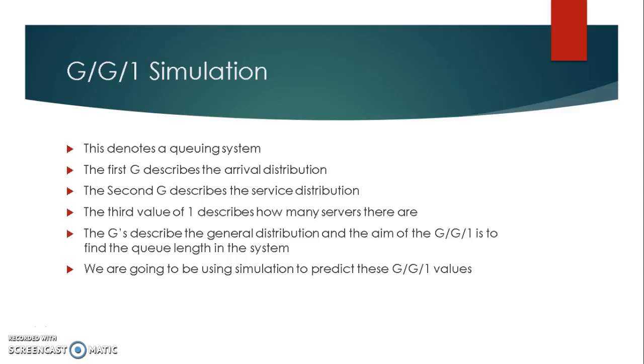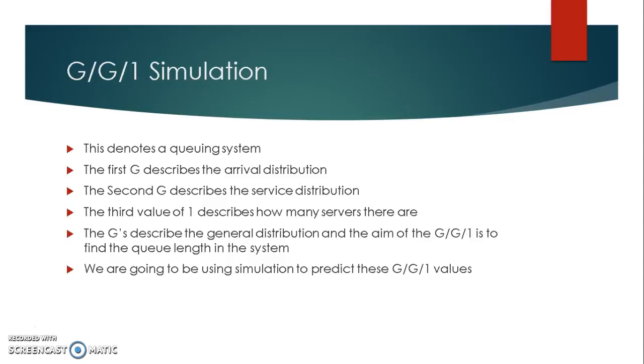This is the GG1 simulation. This is a queuing system problem. We're going to try to model it using simulation in Monte Carlo. So basically the first G in the GG1 describes the arrival distribution. The second G describes the service distribution. And the third, the 1, tells how many servers there are.